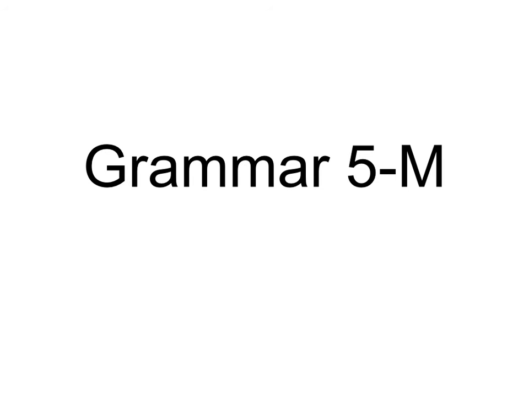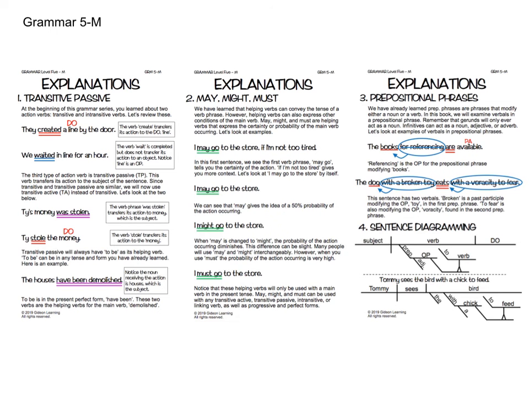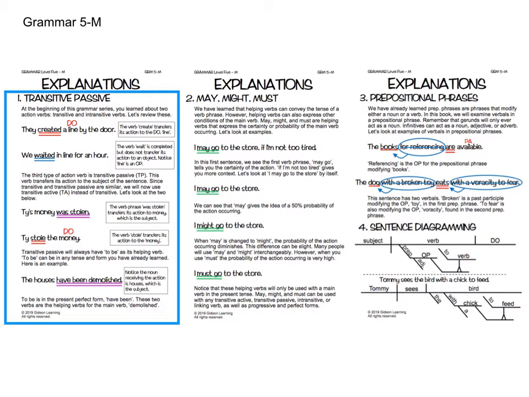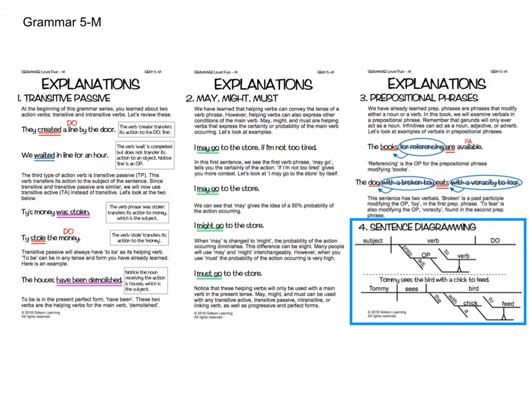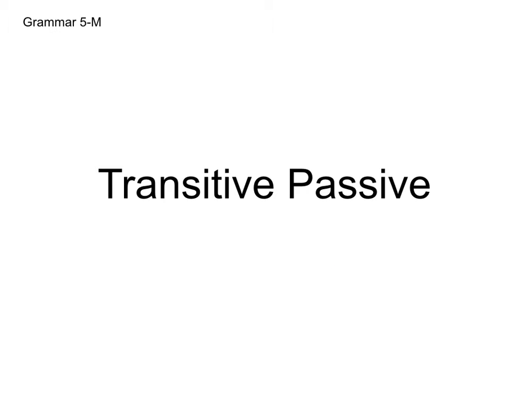Welcome to Grammar 5M. In this booklet, you will have 3 explanation pages. We will cover transitive passive, may, might, must, verbals and prepositional phrases, and then we'll diagram prepositional phrases with verbals. So let's get right into transitive passive.